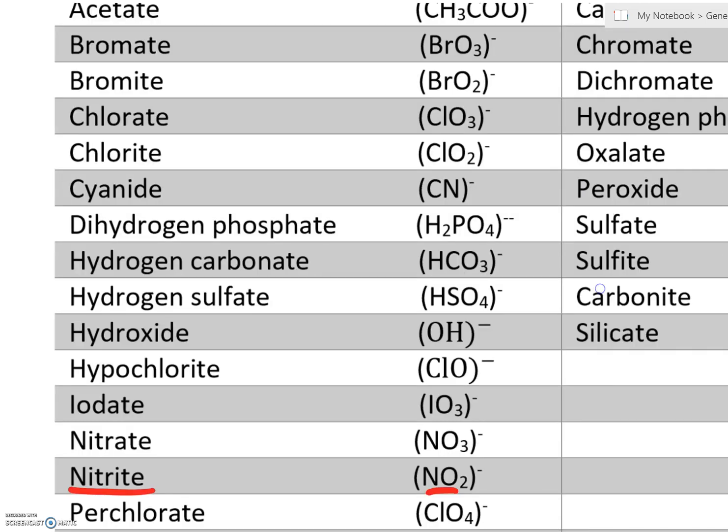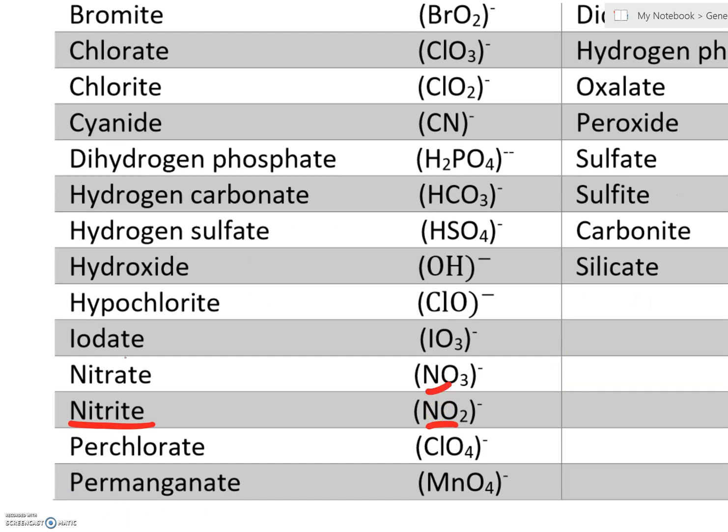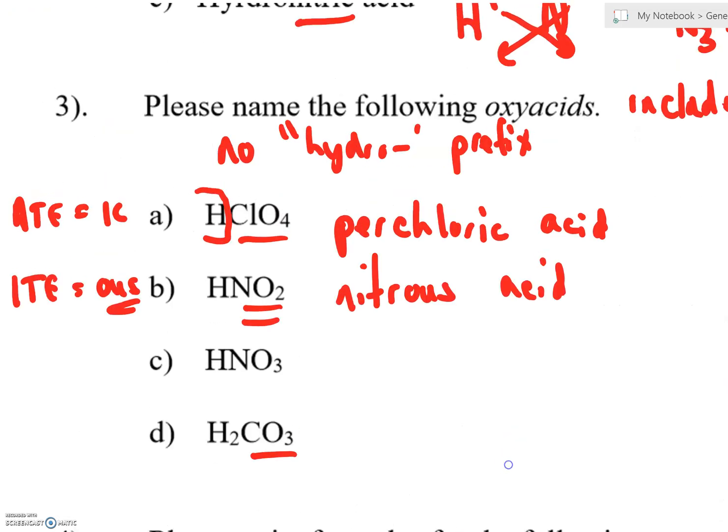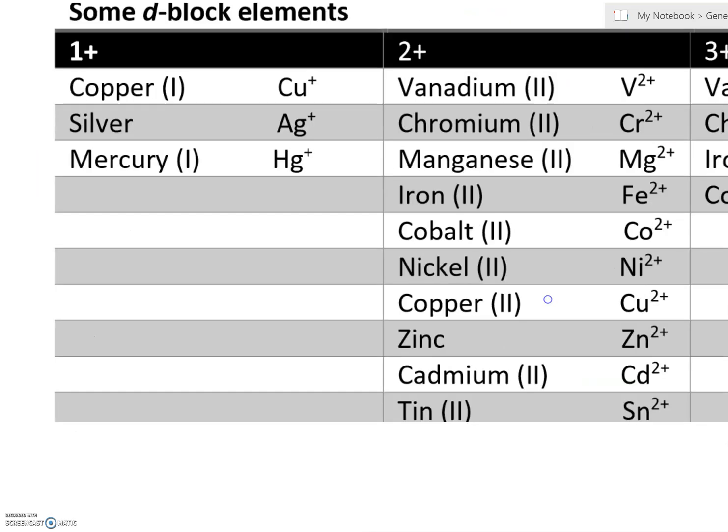Let's be careful because this next one, NO3, is very similar. It looks like this, NO3, and that is nitrate. So really similar, but because it ends in ate, we're going to change it to -ic. This is nitric acid.